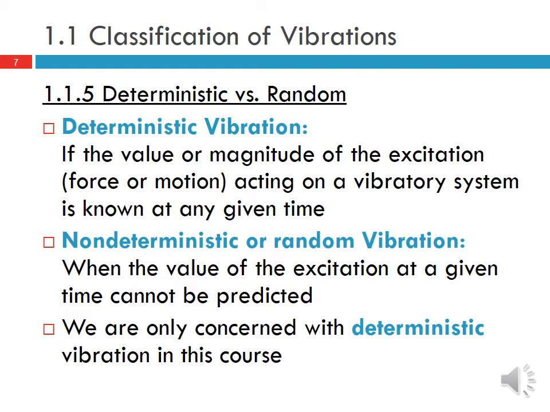We can also talk about deterministic versus random vibrations. Deterministic vibration occurs when the value or the magnitude of the excitation, so the force or the motion, acting on a vibratory system is known at any given time. Non-deterministic or random vibration occurs when the value of the excitation at a given time cannot be predicted. And so we're only concerned with deterministic vibration in this course.